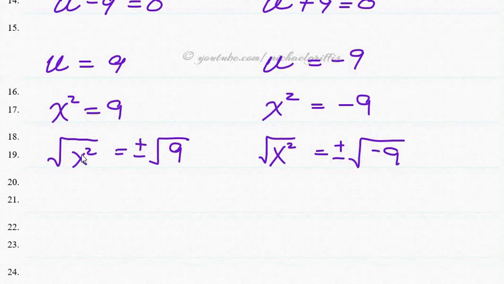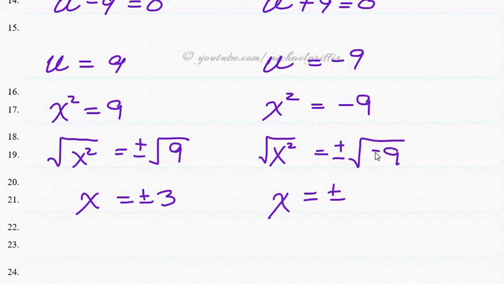All right, let's go back to this one here. So when we square root a square, it falls away. Plus or minus, the square root of 9 is 3. Okay, that was pretty simple. Same thing here. x is equal to plus or minus. This time we have a minus under here.